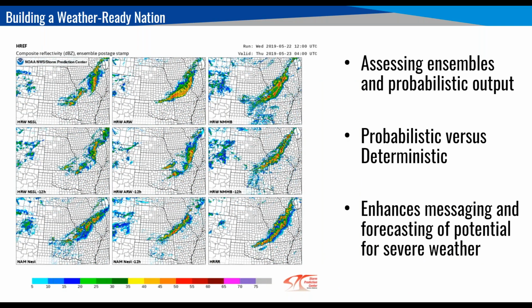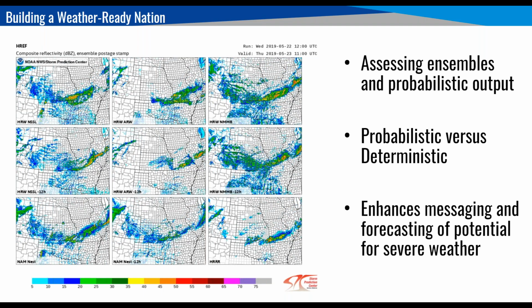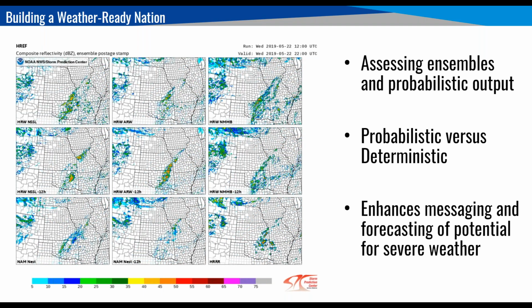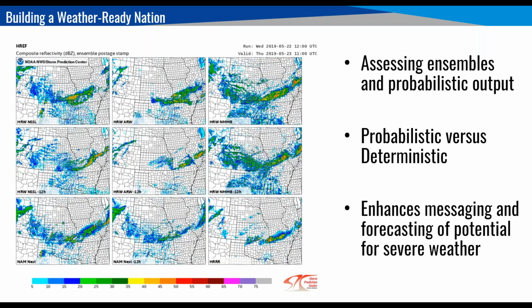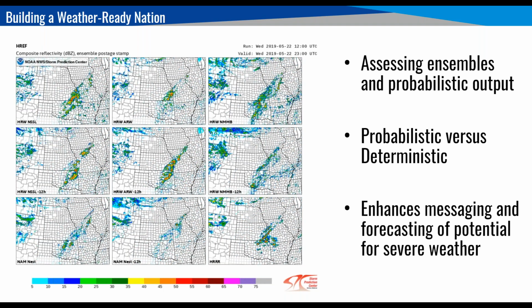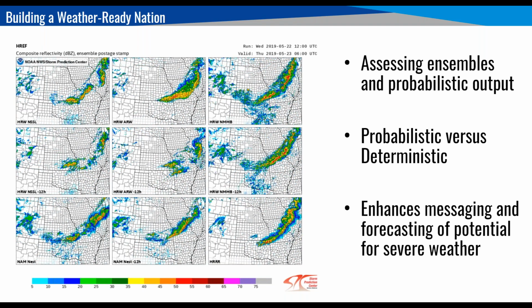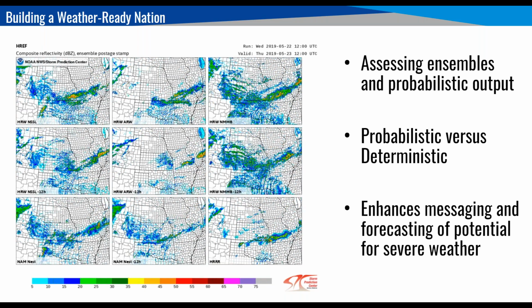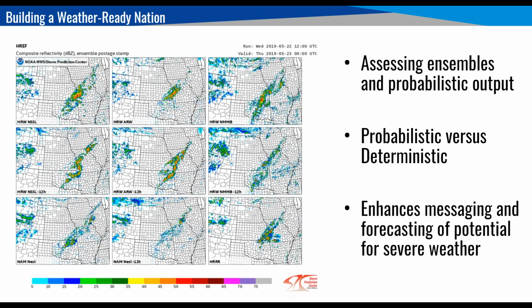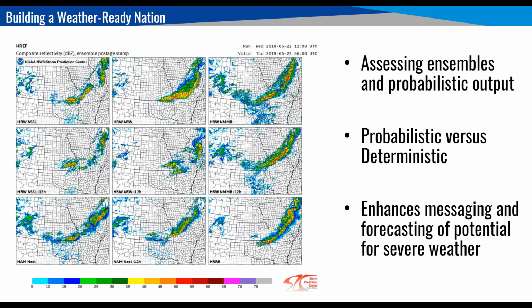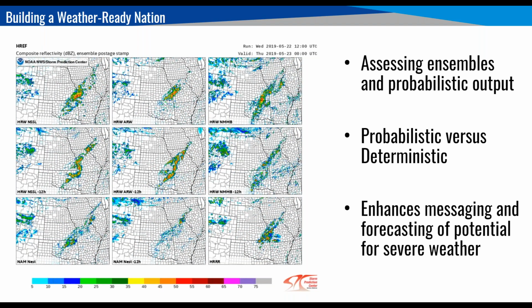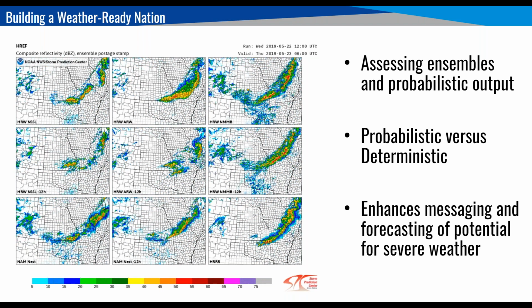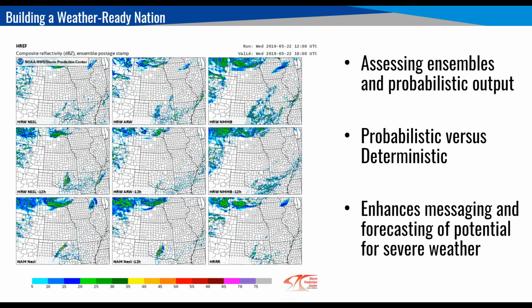More recently, over the last decade, the meteorologists at National Weather Service across the country have really been focusing on assessing ensembles and probabilistic output. Ensembles are essentially looking at several different members of a particular model initiated with different conditions. As for probabilistic output, that is more their approach compared to deterministic.